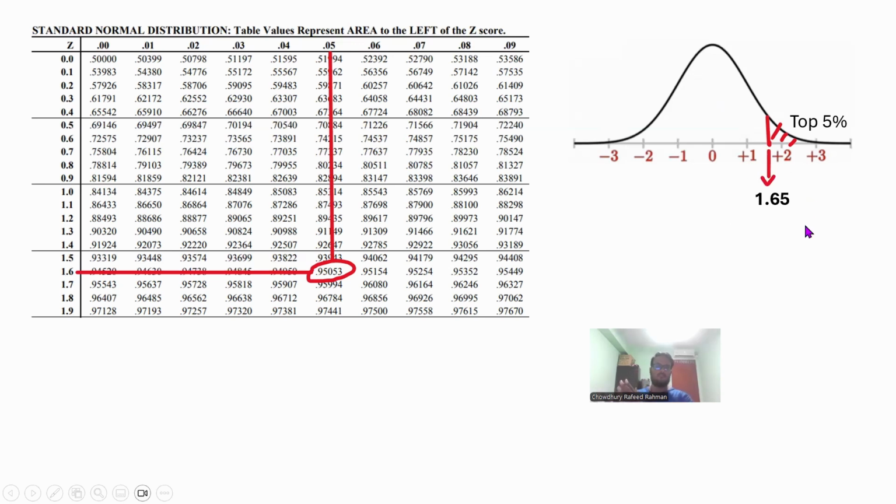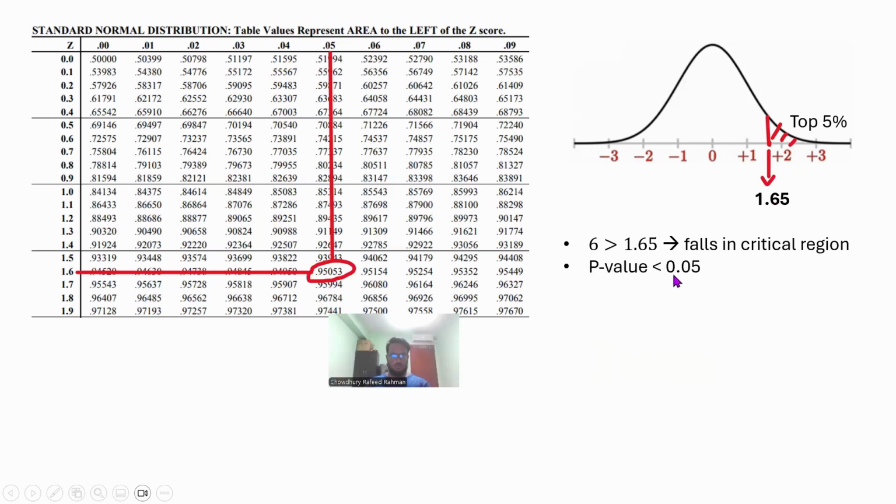So beyond 1.65, everything falls in the extreme 5%, right? Which is the critical region. Now our value 6 that we got is actually bigger than 1.65. That means it falls to the right side, to the red side actually of this value. So it falls in the critical region.